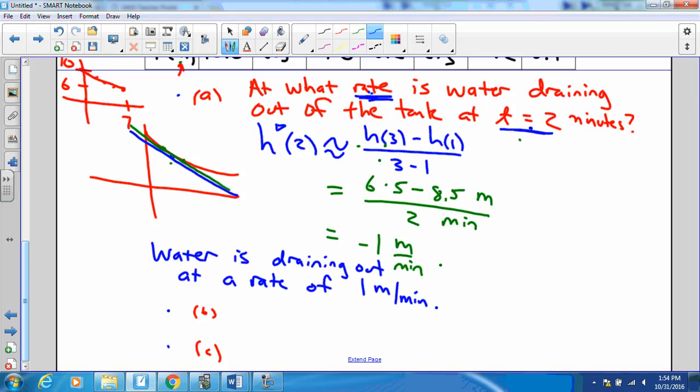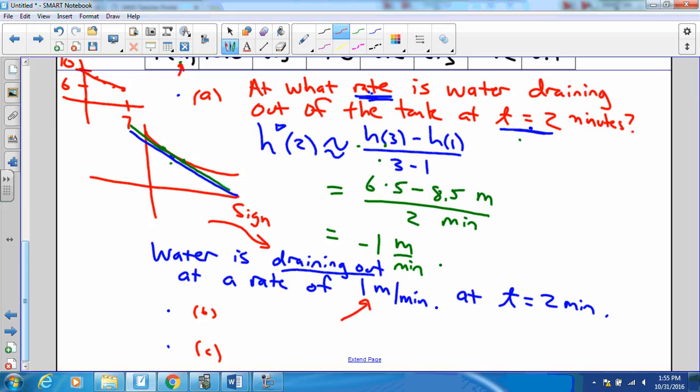This is the second thing. Notice what did I not put in my numeric rate? I did not put the negative sign. Why didn't I put the negative sign? Because I've already put it right here with the words draining out. Did I mess up the calculations? I get negative 2 over 2 is negative 1. At a rate of 1 meter per minute. Yes, and now we're specific. At t equals 2 minutes.